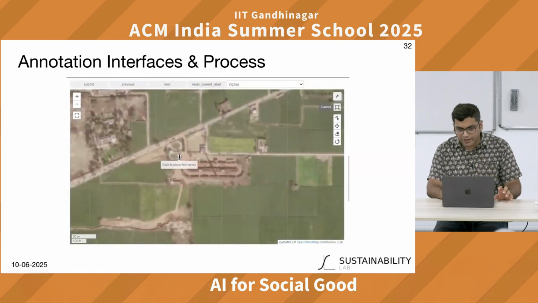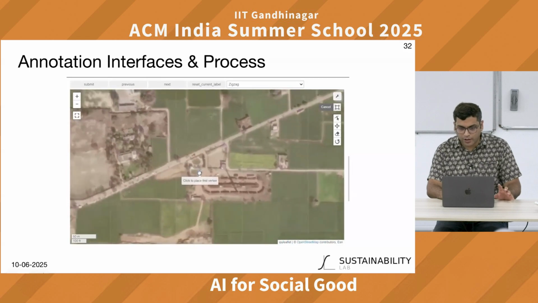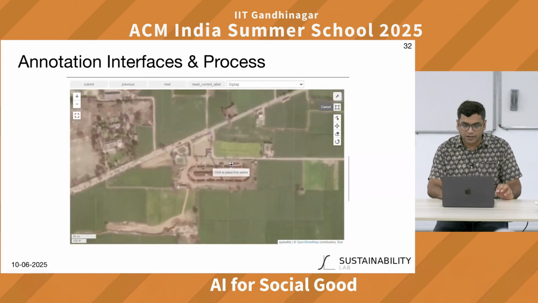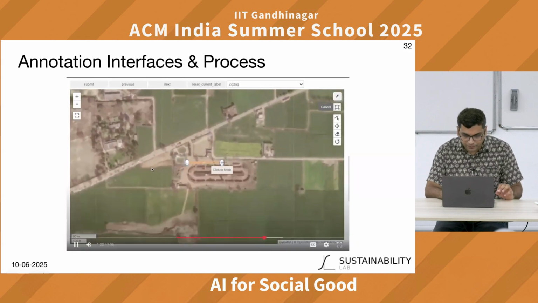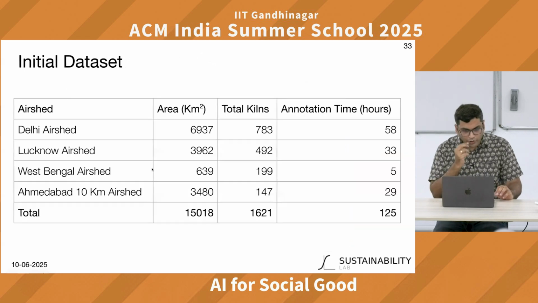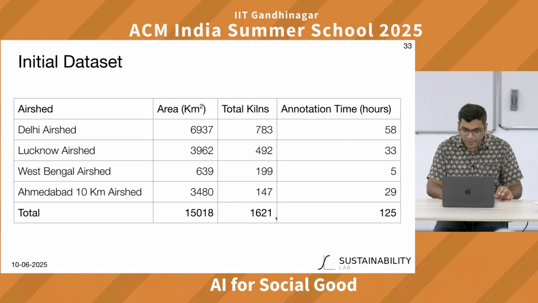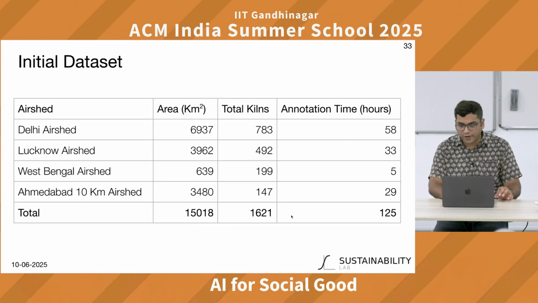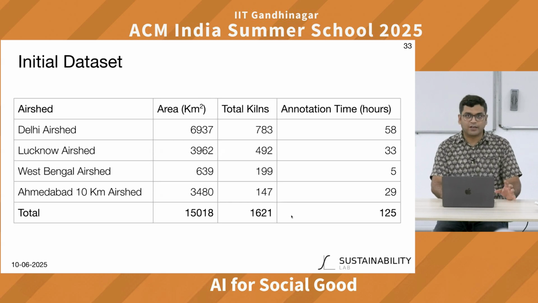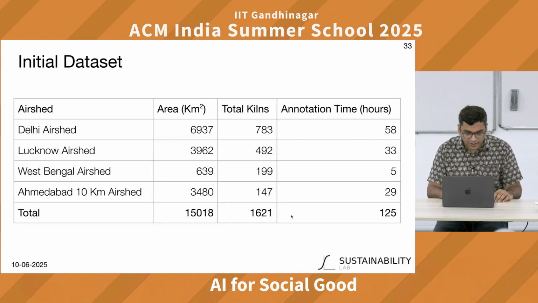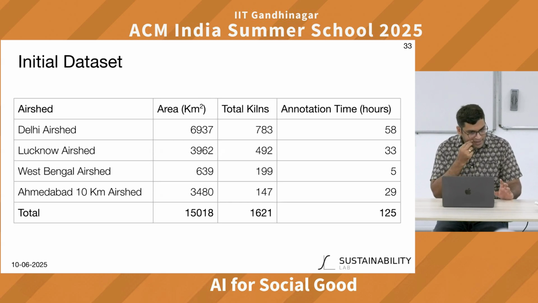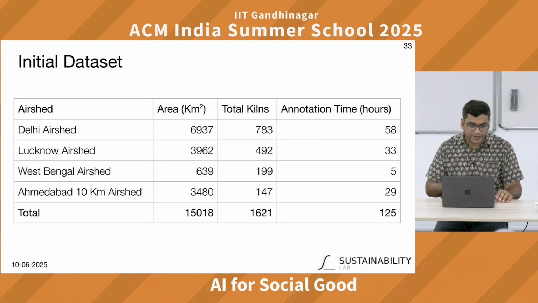So this is the amount of effort that we had to put into creating these data sets. When we created this initial data set, it spanned an area of about 15,000 square kilometers, which we fully annotated, and had about 1,600 kilns. The annotation effort required was about 125 hours across a large team. This project has now taken more than 2 years of work, what I'm presenting today.